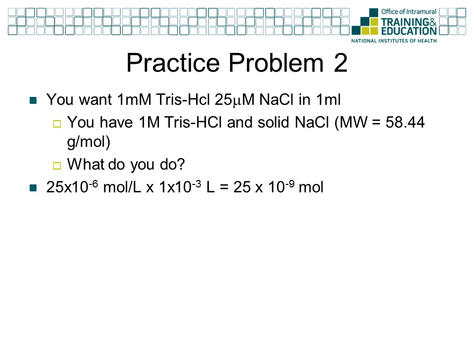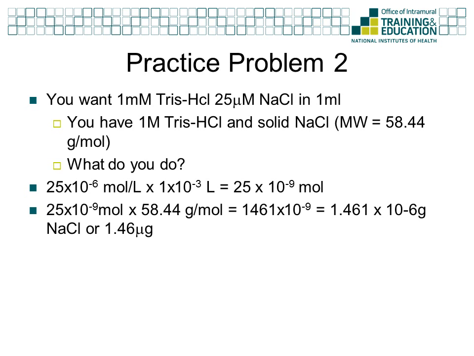We then multiply that number by the molecular weight of 58.44 grams per mole to get the total mass of the NaCl that we will need. This equals 1,461 times 10 to the negative 9 grams, or 1.46 micrograms of NaCl. This is a very small amount to measure, but let's move on to our volume of tris HCl.